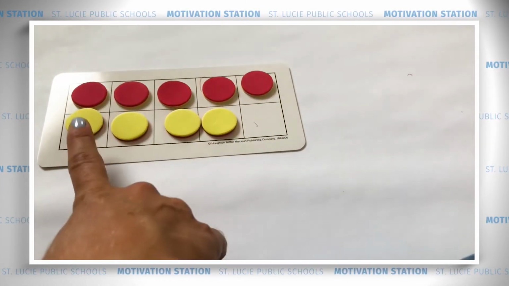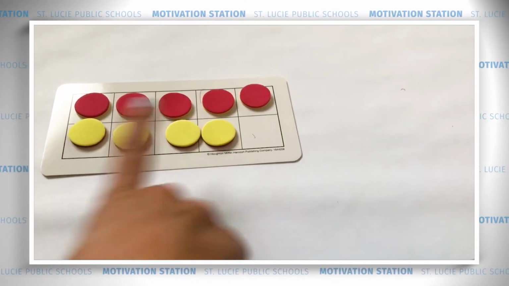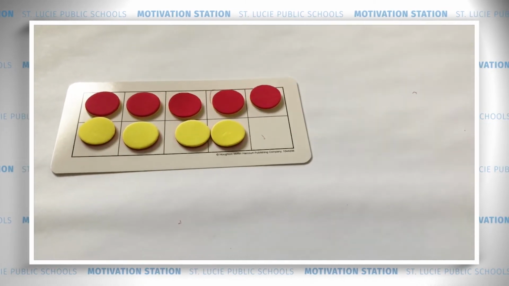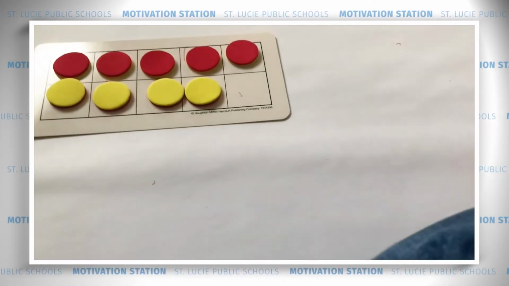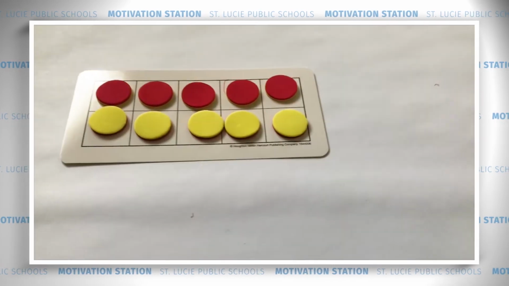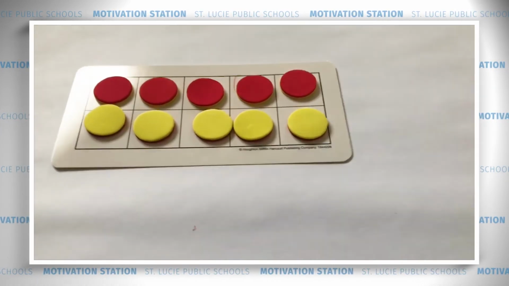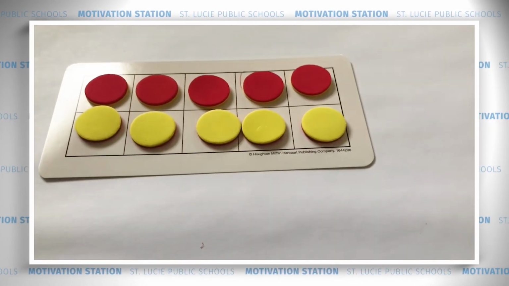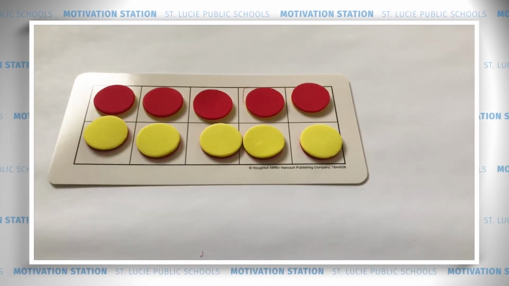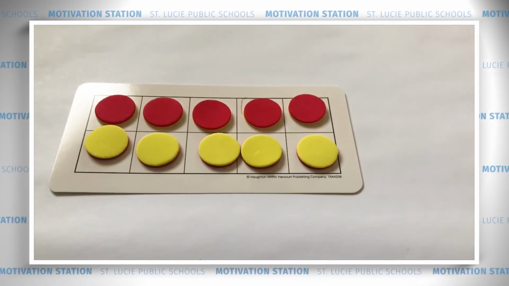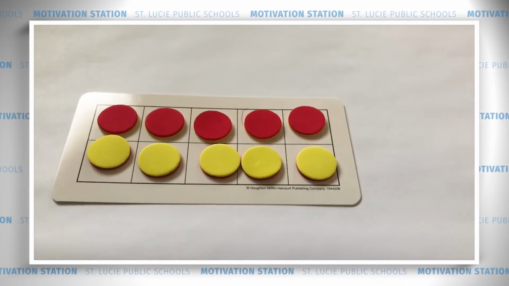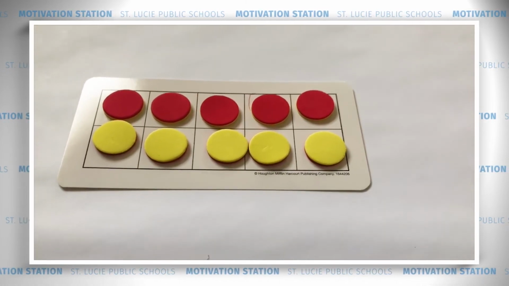5, 6, 7, 8, 9. How many counters? You got it. 9. Okay, let me count. No, our 10 frame is full. We don't have to count. How many counters do we have? 10. We don't have to count one by one when the 10 frame is full.